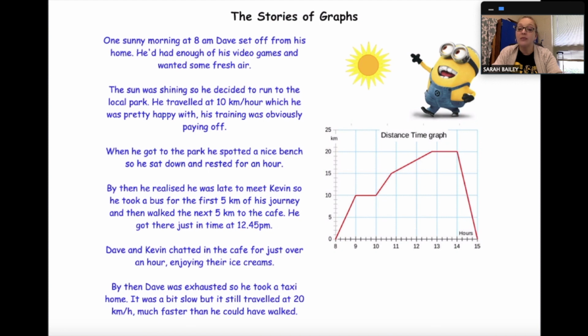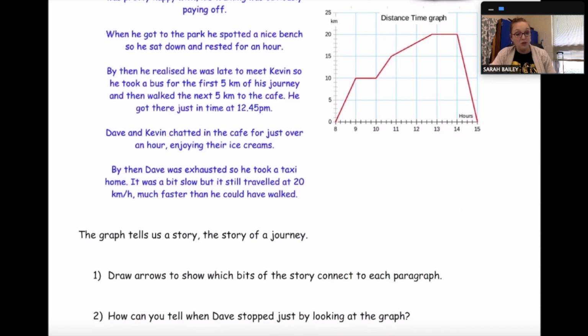By then he realized he was late to meet Kevin, so he took a bus for the first 5 kilometers of his journey and then walked the next 5 kilometers to the cafe. He got there just in time at 12:45 p.m. Dave and Kevin chatted in the cafe for just over an hour, enjoying their ice creams. By then, Dave was exhausted, so he took a taxi home. It was a bit slow, but it still traveled at 20 kilometers an hour, much faster than he could have walked. Okay, and then you see there's a graph.